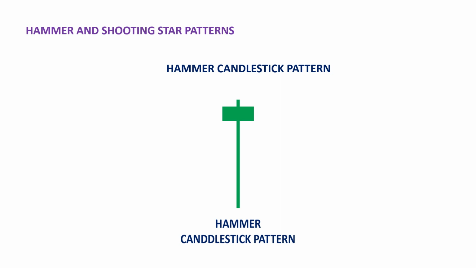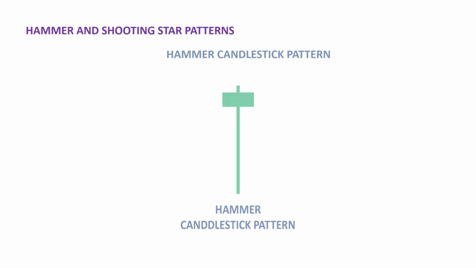The long lower wick signifies that sellers push the price lower during the trading session, but buyers manage to regain control and push the price back up. This pattern indicates a shift in momentum and a possible uptrend reversal.